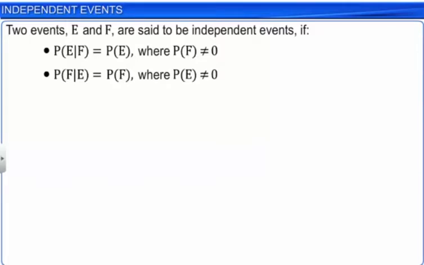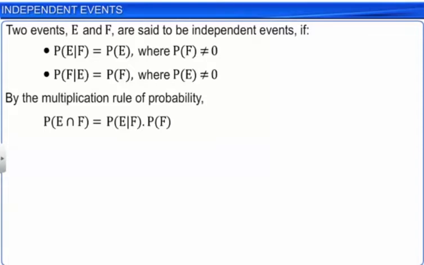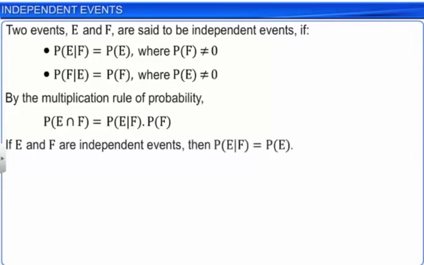Recall the multiplication rule of probability. It states that the probability of E intersection F is equal to the probability of E given F into the probability of F. If events E and F are independent events, then the probability of E given F is equal to the probability of E. Thus, the probability of E intersection F is equal to the probability of E into the probability of F. This discussion leads us to a definition of independent events.